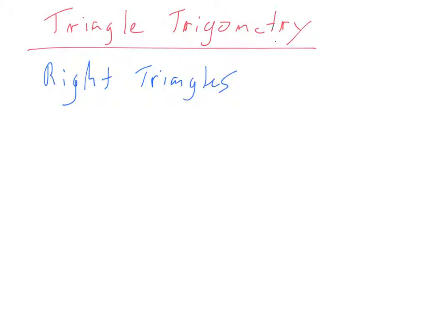We need to talk about things involving law of sines like the ambiguous case and so forth. So right triangles, just as a reminder really quickly, if we have a right triangle, we normally refer to the two legs as A and B, and the hypotenuse is always C, right?